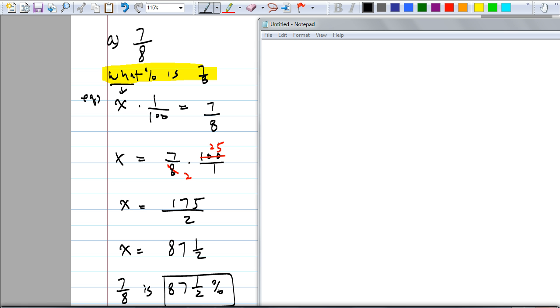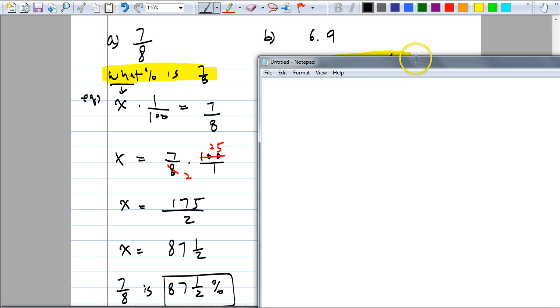Does this make sense? Okay. 7/8 does not equal 175 over 2, does it? That doesn't make any sense. Right? But 7/8 does equal 87.5%. Do you see what we're saying? Because we knew 7/8 was almost close to 100%, right? So as a percent, we knew that it was 87.5%. That's what we found. Okay? Does this make sense?